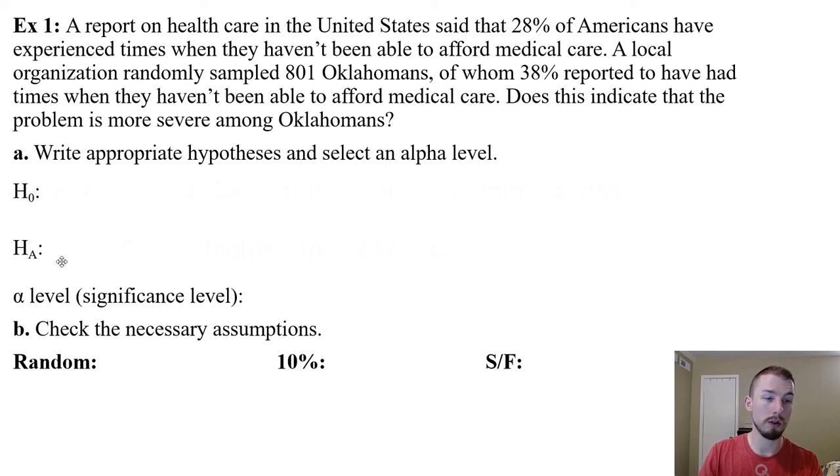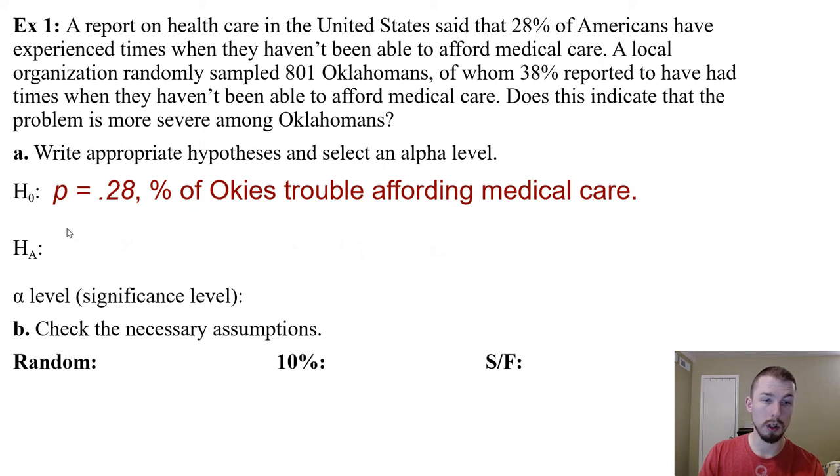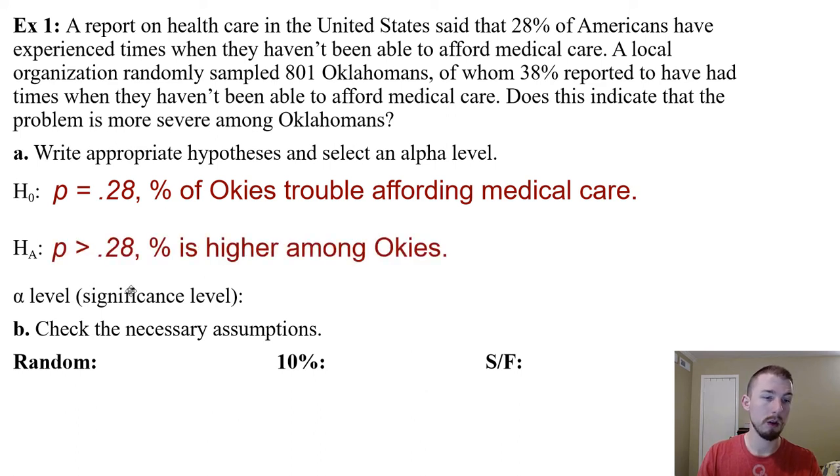So for our null and our alternative hypothesis, our null is the status quo, or that there's no change, which would be that Oklahoma's proportion is the same as the national, which is 28%. So the true proportion of Oklahomans who struggle with affording medical care is actually 28%, which is the same as the national level. The alternative is that we're interested in seeing if it's actually higher, so that Oklahomans are having more difficulty affording health care than the national. So we would do a one-sided, or one-tailed, upper test. We want to know strictly, is the true proportion larger than 28%?